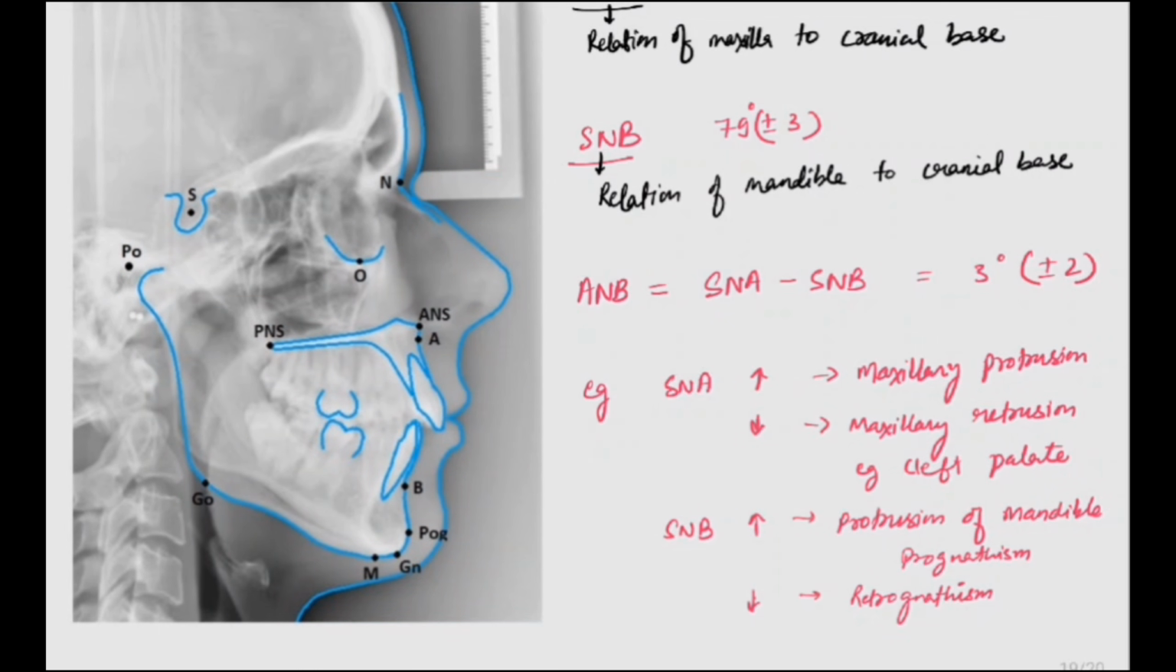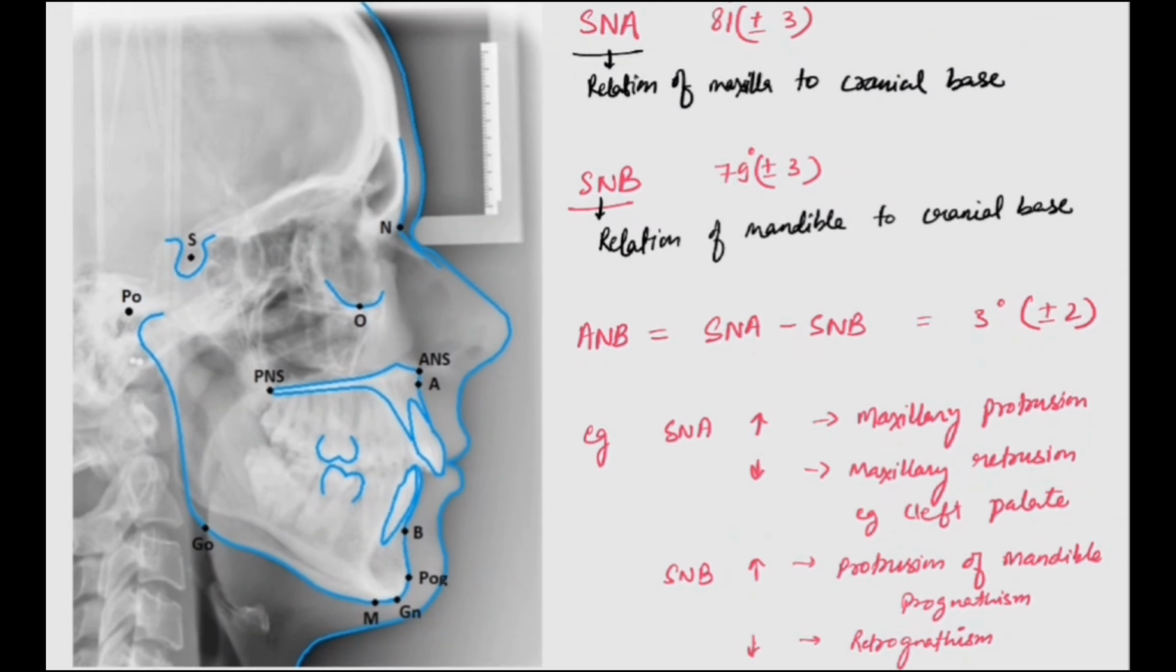The clinical relevance of these angles is such that if the SNA angle is increased, it represents maxillary protrusion. If it is decreased, it represents maxillary retrusion, for example in cleft palate. Similarly, if the SNB angle increases, it represents prognathism, and if it decreases, it represents retrognathism.